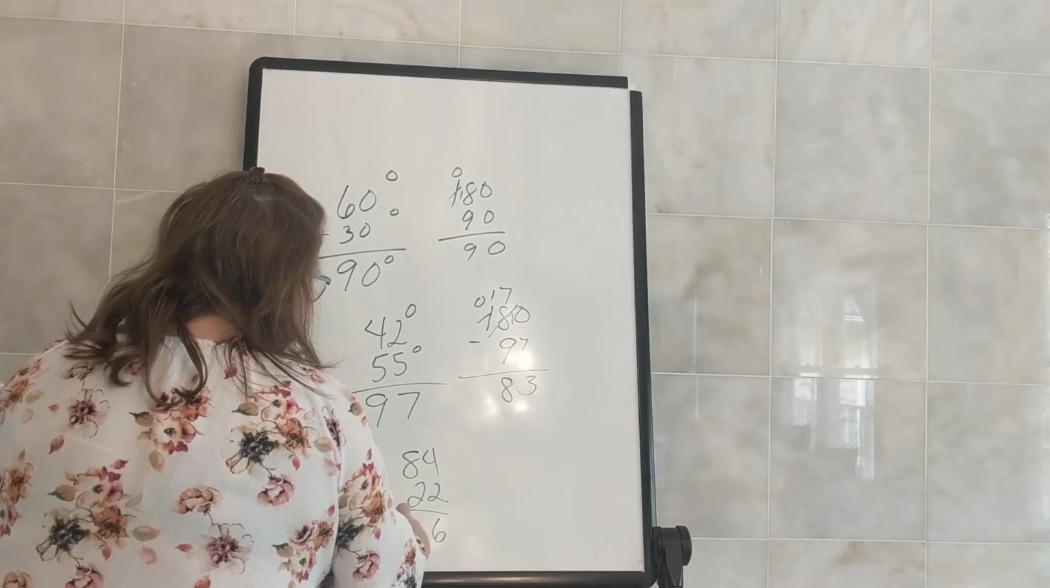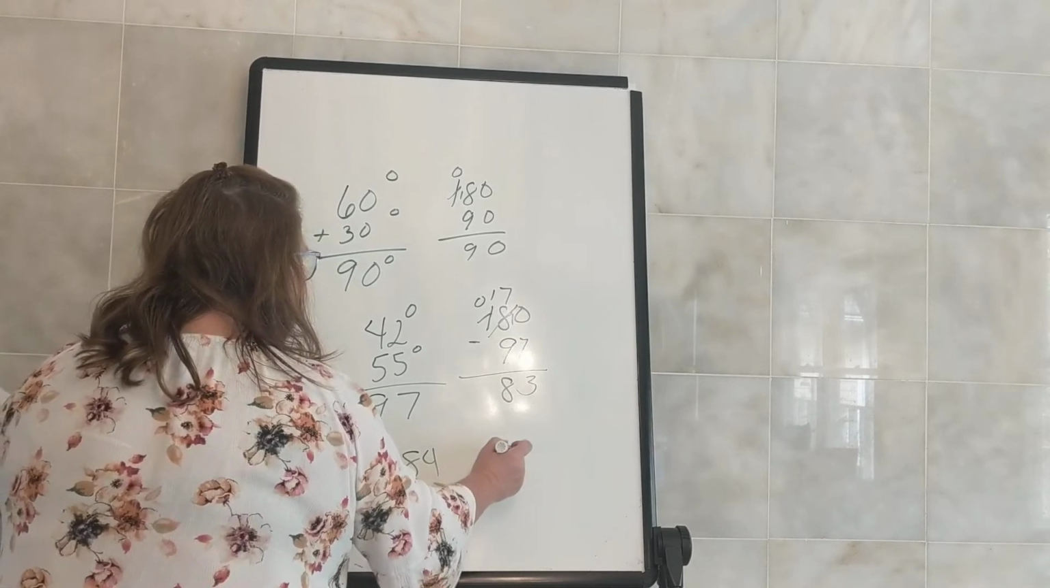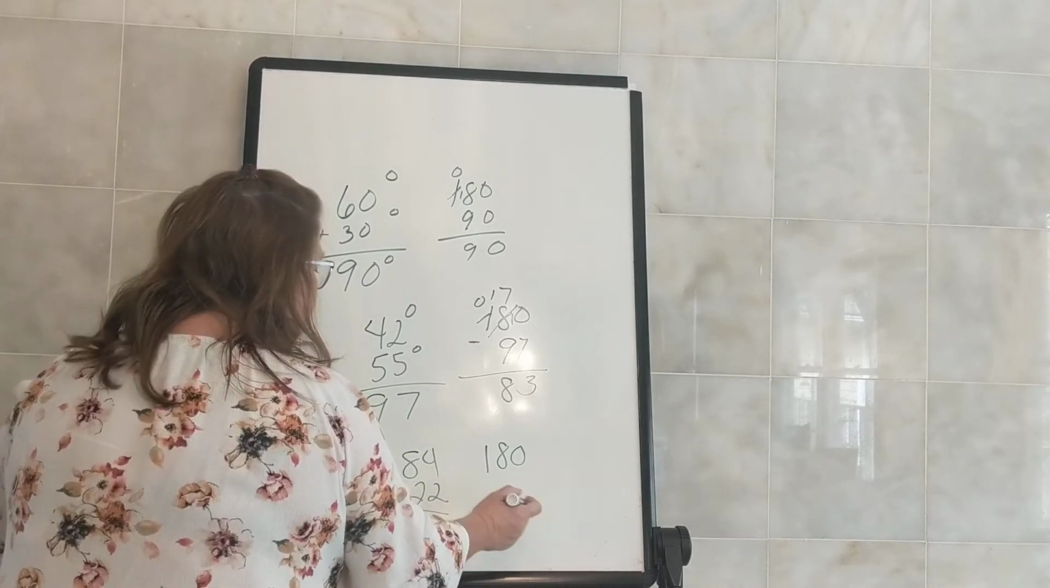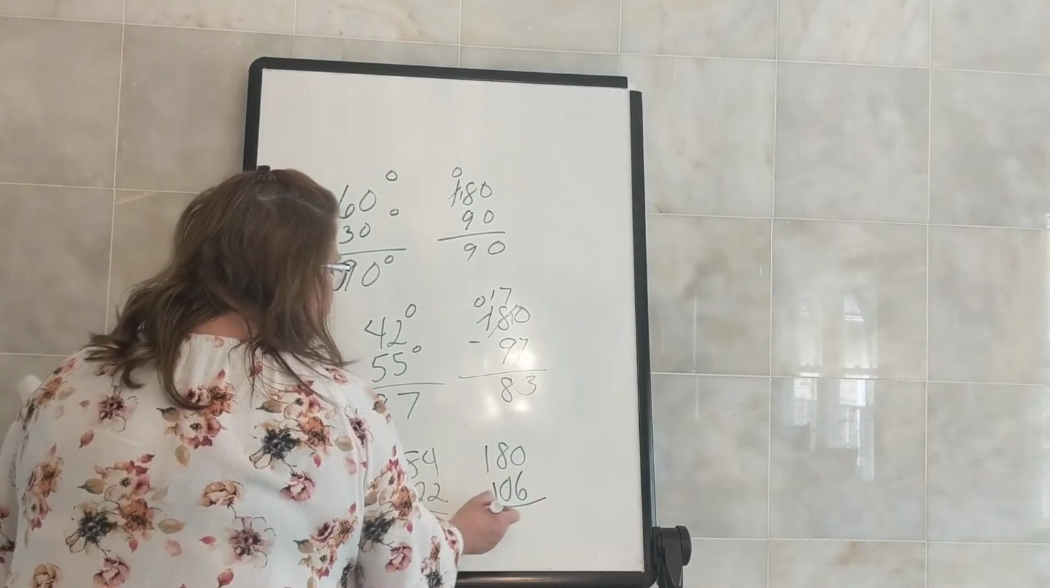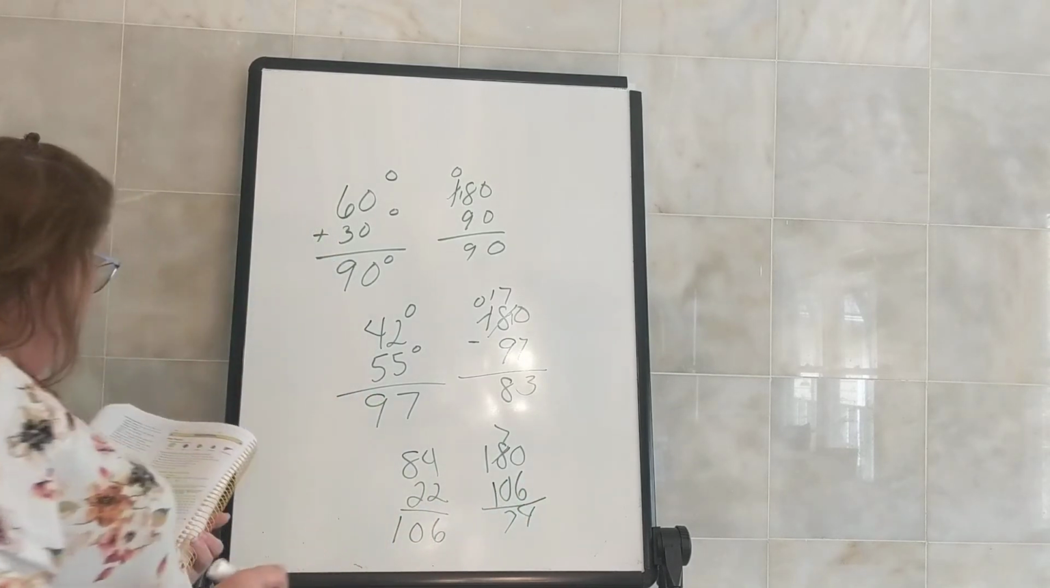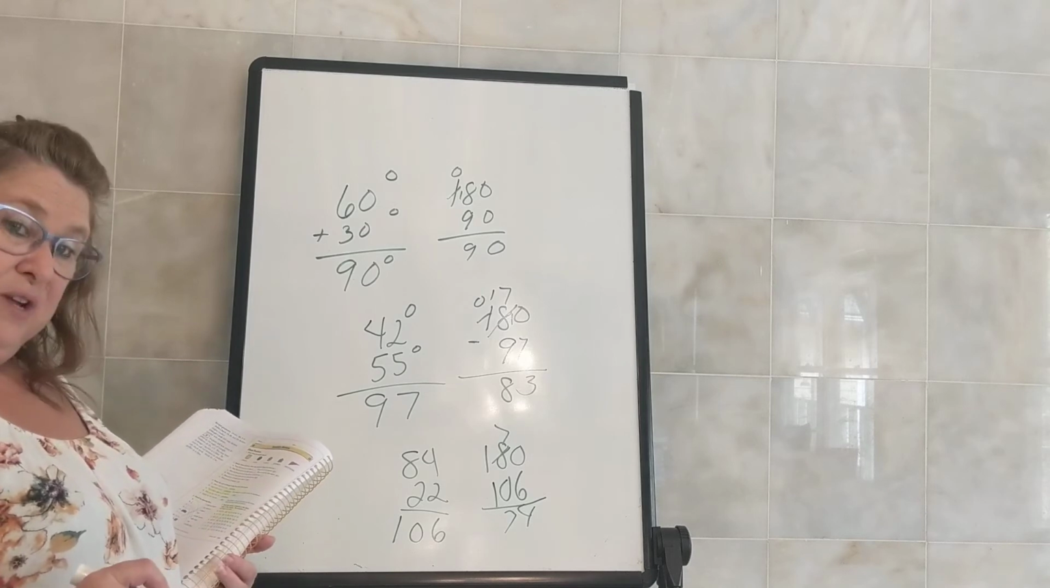And the last one, we have 84 degrees and 22 degrees. Those are two of the angles. We're going to add that together. We're going to subtract that from 180, the total of what the angles of a triangle will equal, and that will give us the third angle. So the third angle would be 74 degrees, okay?